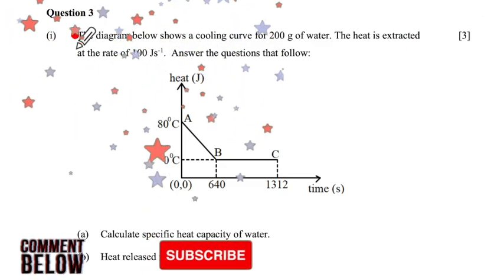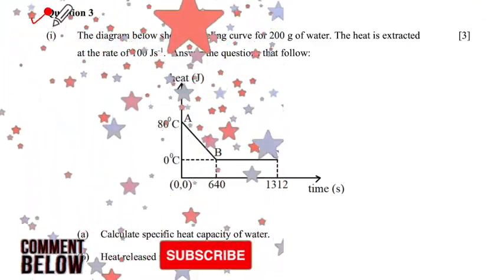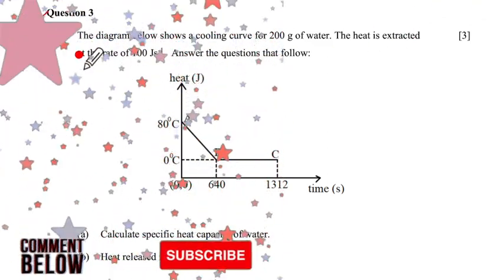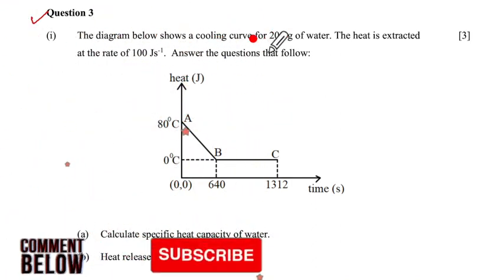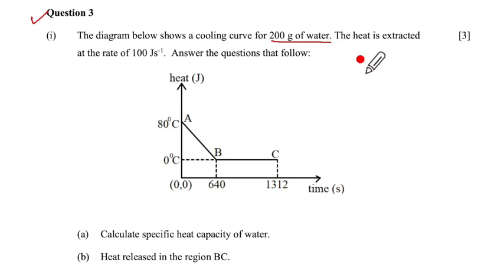So we have finished with question number 2, that is 10 marks. Now we come to question number 3. In question number 3, first part, the diagram shows the cooling curve of 200 grams of water and the heat is extracted at the rate of 100 joule per second. Now heat is extracted, which means it is the power. Alright, power has been given to us, 100 joule per second.